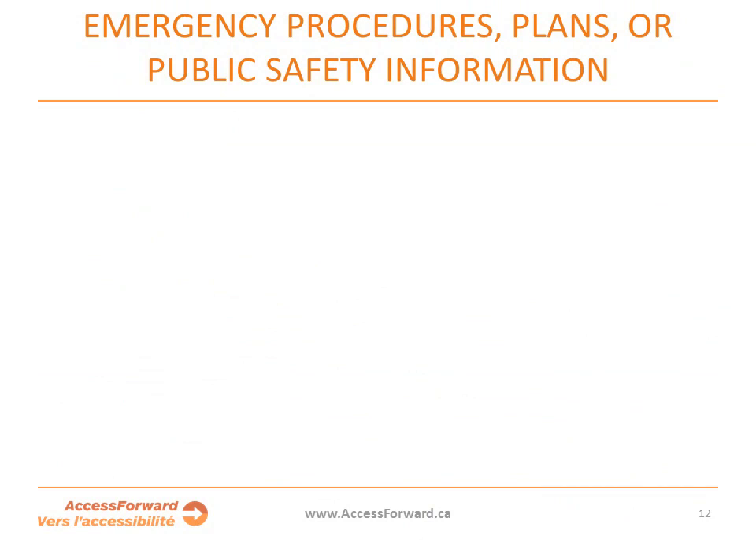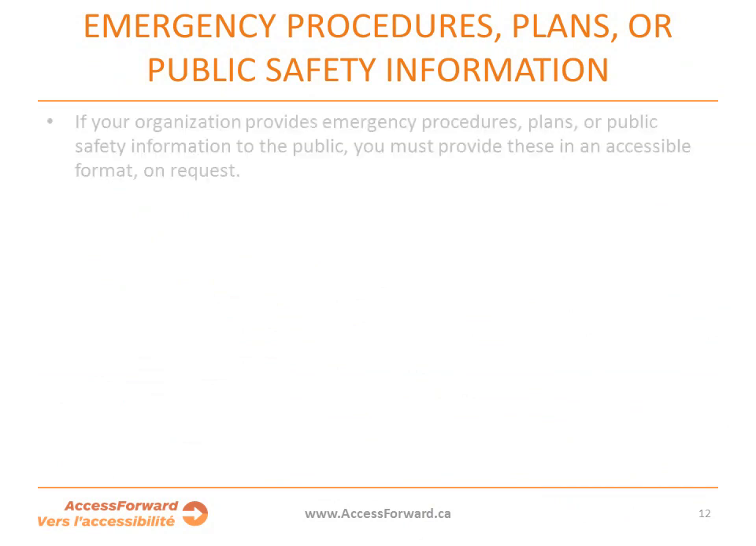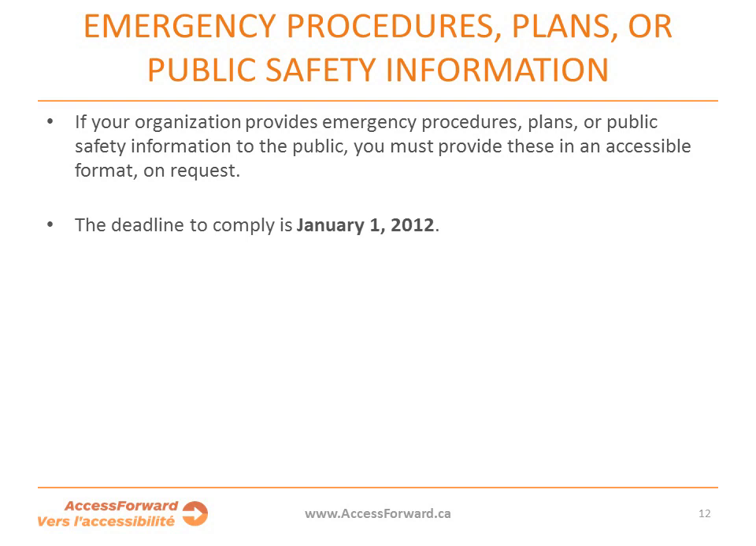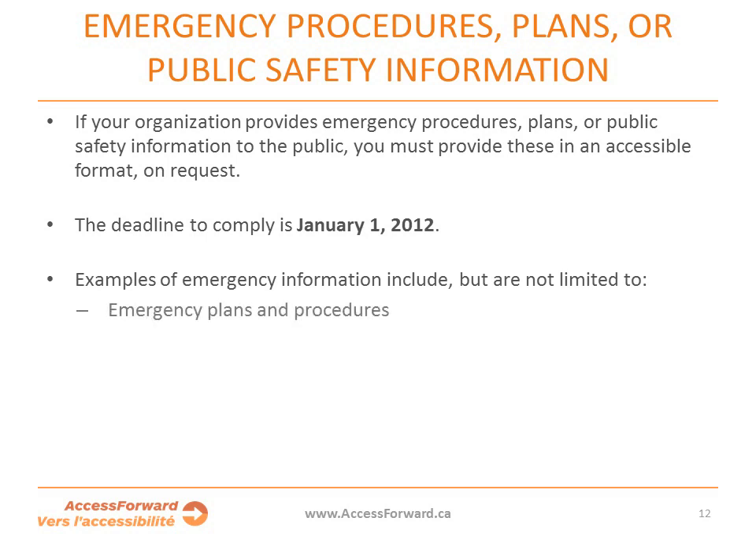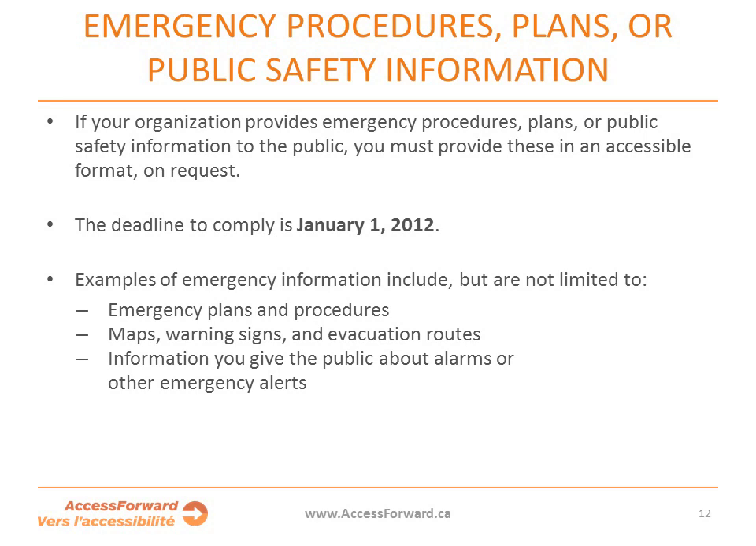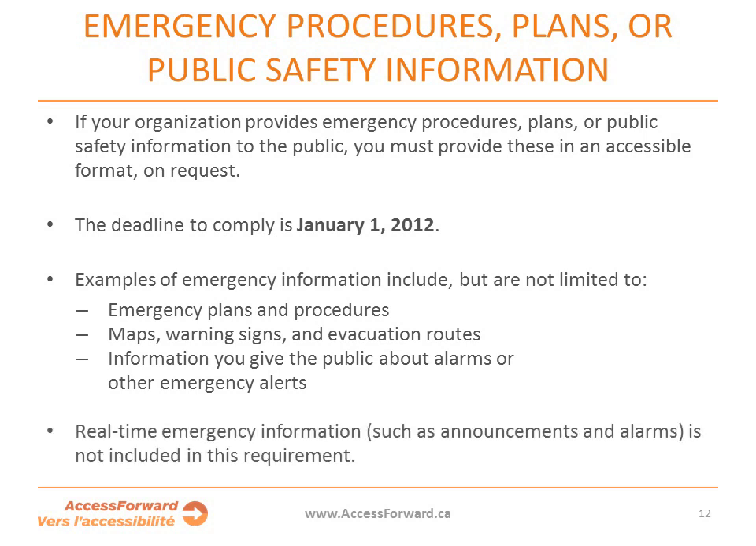Emergency procedures, plans, or public safety information. If your organization provides emergency procedures, plans, or public safety information to the public, you must provide these in an accessible format on request. The deadline to comply is January 1st, 2012. Examples of emergency information include, but are not limited to, emergency plans and procedures, maps, warning signs, and evacuation routes, information you give the public about alarms or other emergency alerts. Real-time emergency information, such as announcements and alarms, is not included in this requirement.